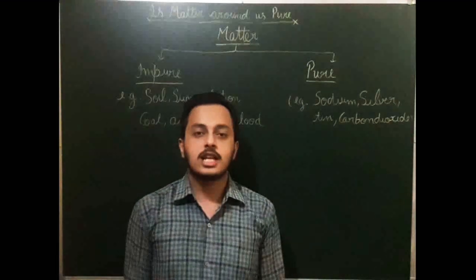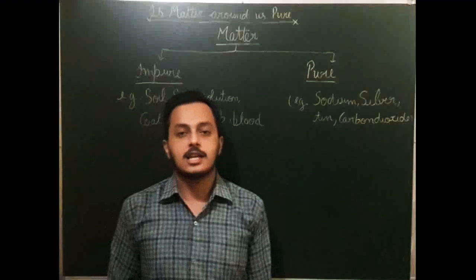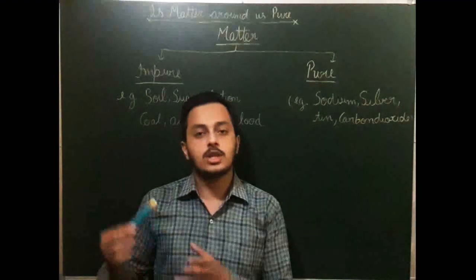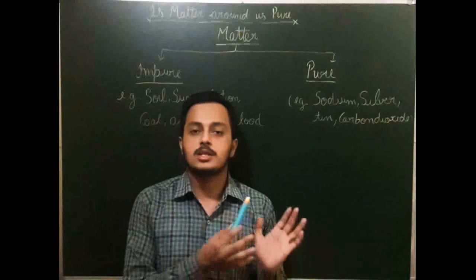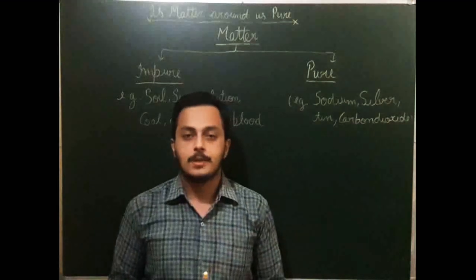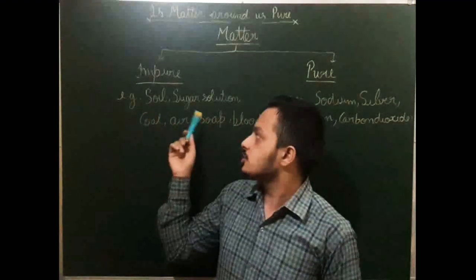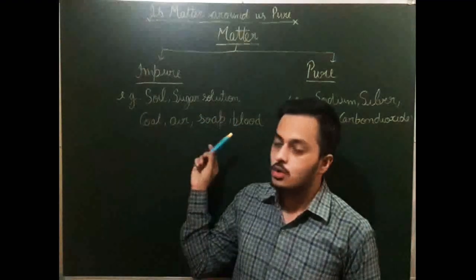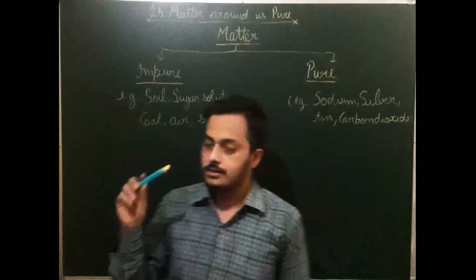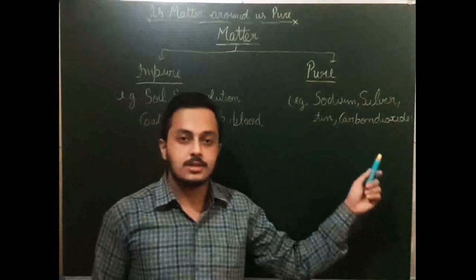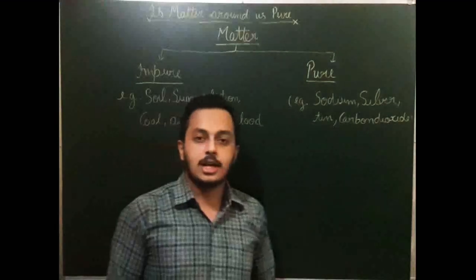Matter is further classified into two categories, the impure and the pure substance. Impure means more than one kind of particle, while pure means only one kind of particle. Examples of impure substances are soil, sugar solution, coal, air, soap, and blood. Examples of pure substances are sodium, silver, tin, and carbon dioxide.